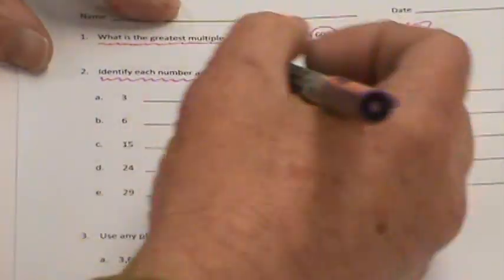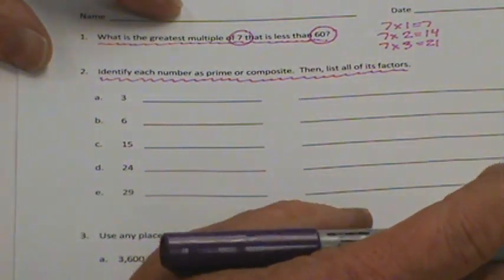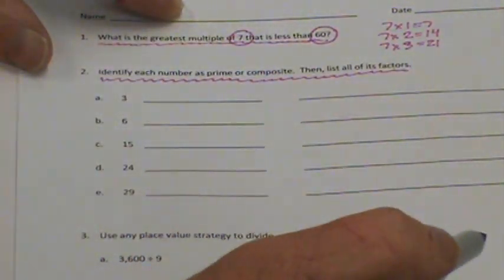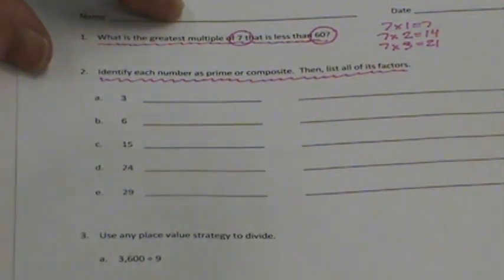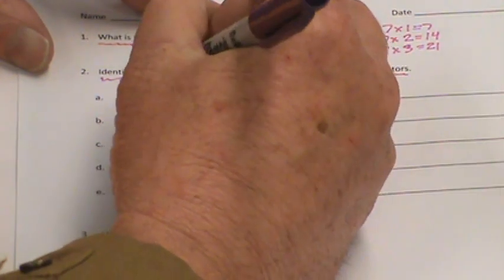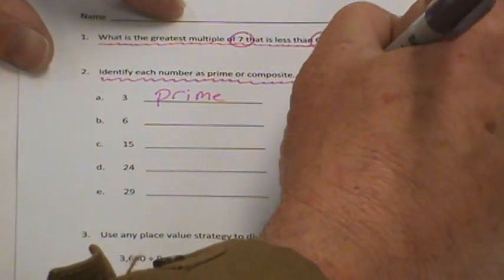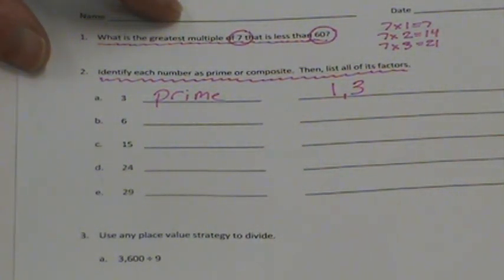Prime or composite. Remember, a prime number only has 2 divisors, or numbers that it can be divided by: 1 and itself. So naturally 3 would be prime, because its only 2 factors, or divisors, are 1 and 3. Nothing else multiplied by another number equals 3 except 1 times 3.